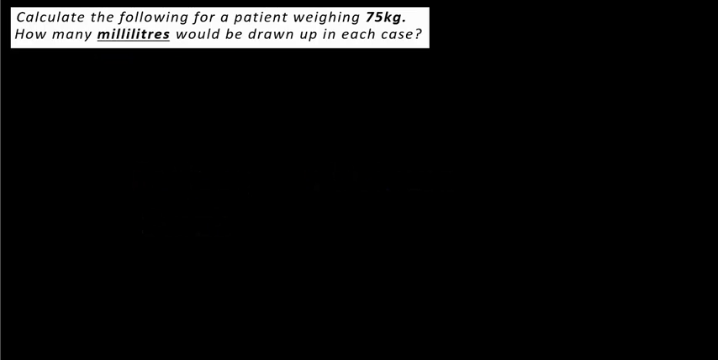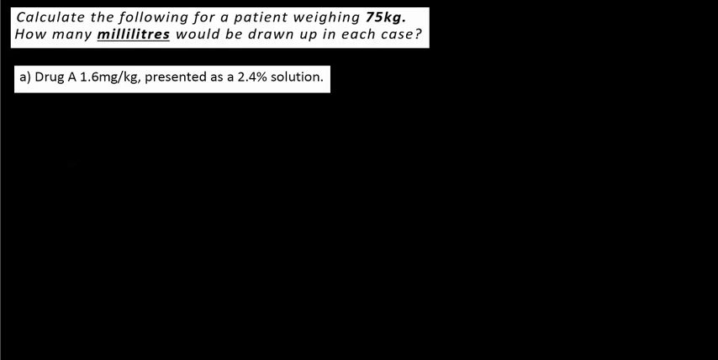Okay, we have 4 questions, each on the theme of liquid dose, and in each case we'll be using the same patient weighing 75 kilograms, and for parts A, B, C and D we'll each work out how many millilitres would we draw up. So for part A, the drug dosage is 1.6 milligrams per kilogram. So our first step is to multiply 1.6 milligrams by 75 to find out how much we give the patient.